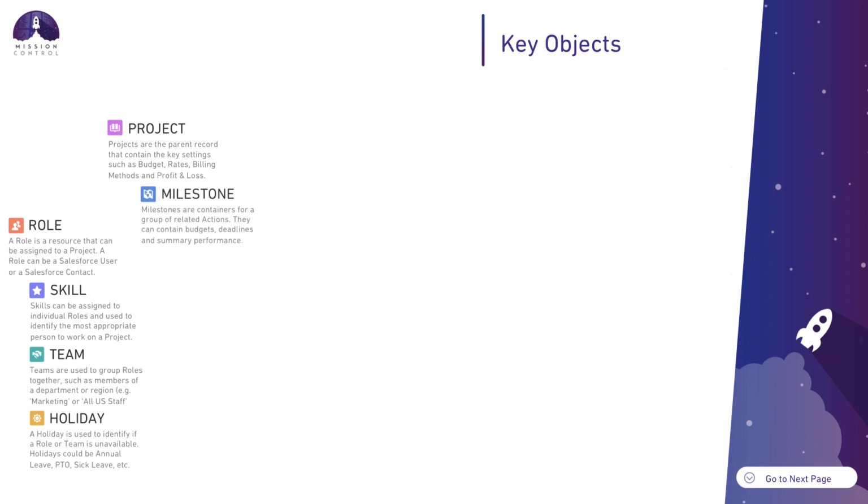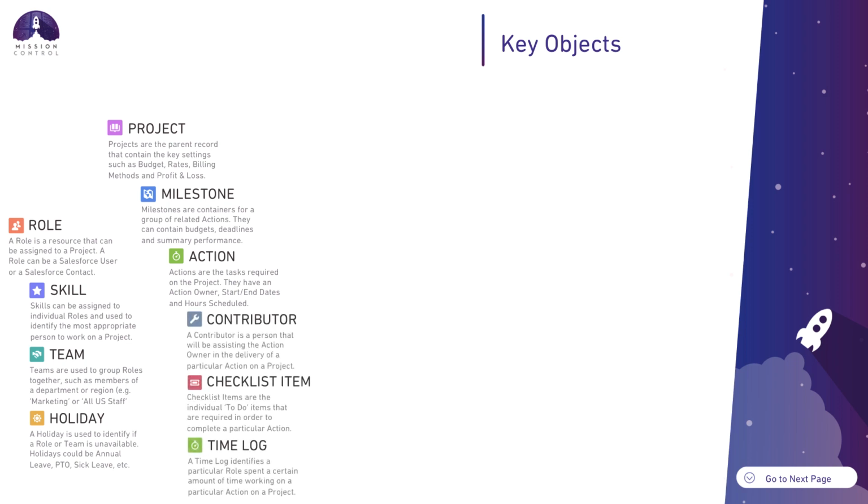Now, sitting underneath the project, we have our milestone. Think of the milestone as a phase or a stage or a sprint within a project. Within that milestone, you can capture the actions. The actions are the individual tasks that are assigned to people. You'll see there that each action has an owner. You'll specify start dates, end dates, and the estimated effort that you think is going to be required to deliver that task.